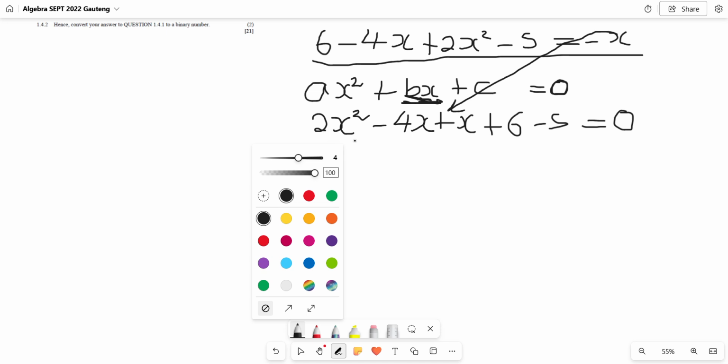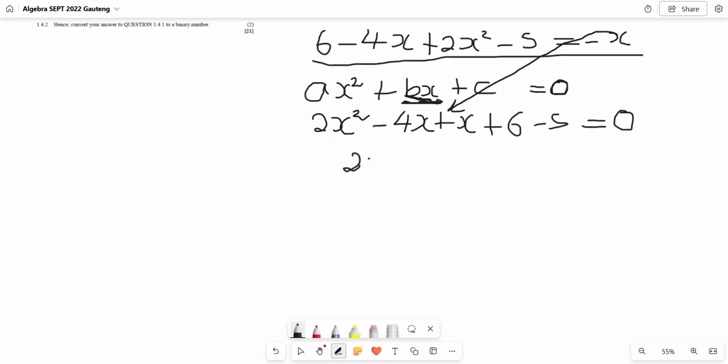Now we still bring this term downwards, which is positive 2x squared. Now we have like terms here. If you have like terms, please consider the signs first. You check between the like terms. If the signs are not the same between the like terms, you must take the sign of the bigger number.